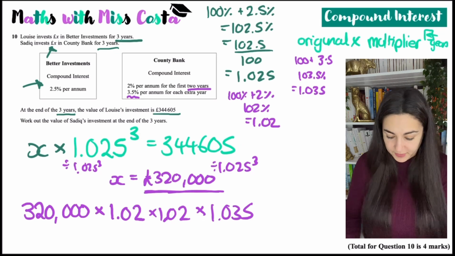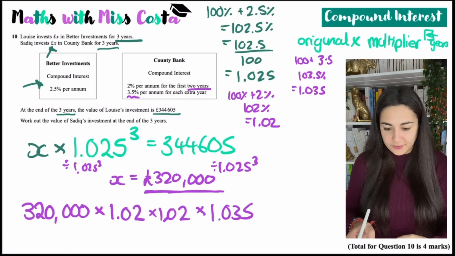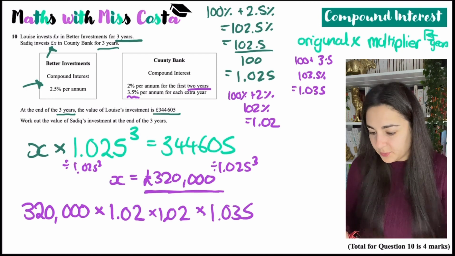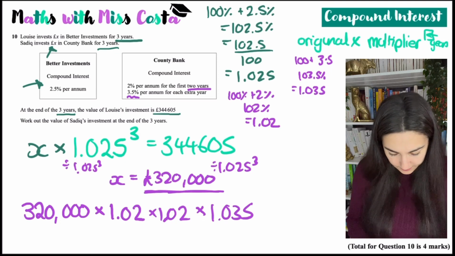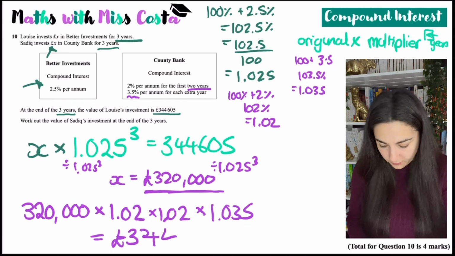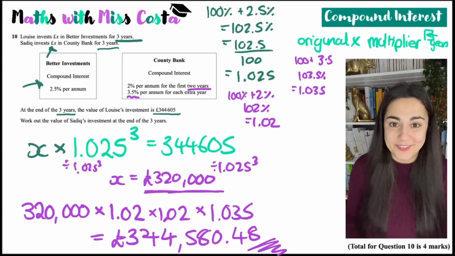And then I just type this calculation into my calculator. So 320,000 times by 1.02 times 1.02 times by 1.035 gives me 44,580.48 £. And that's how we'd do that one.